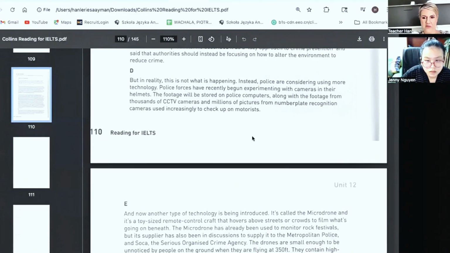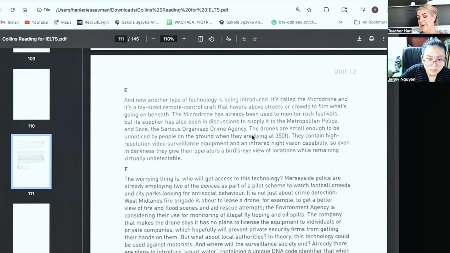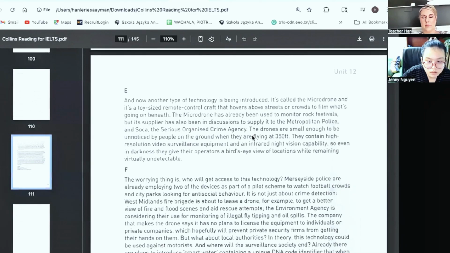Police are considering using more technology and have recently experimented with cameras in their helmets. Yes, well done. Okay, now let's have a look at passage E. And now another type of technology is being introduced.